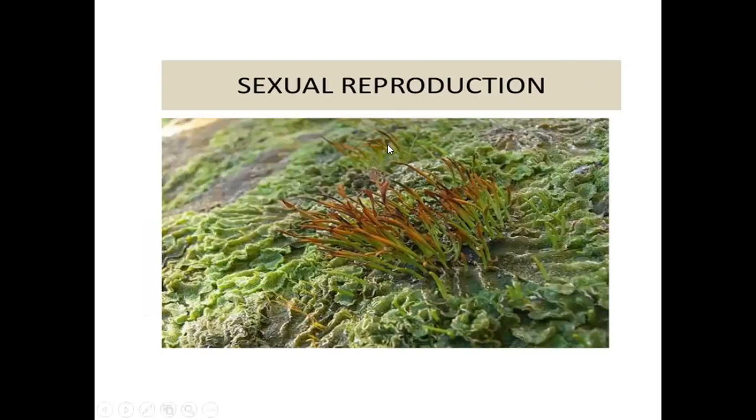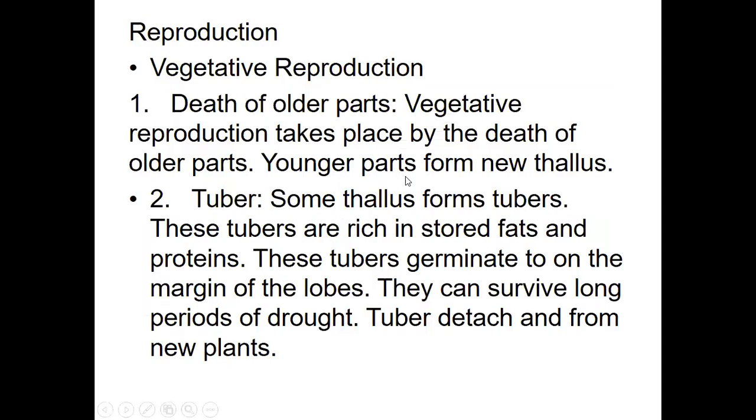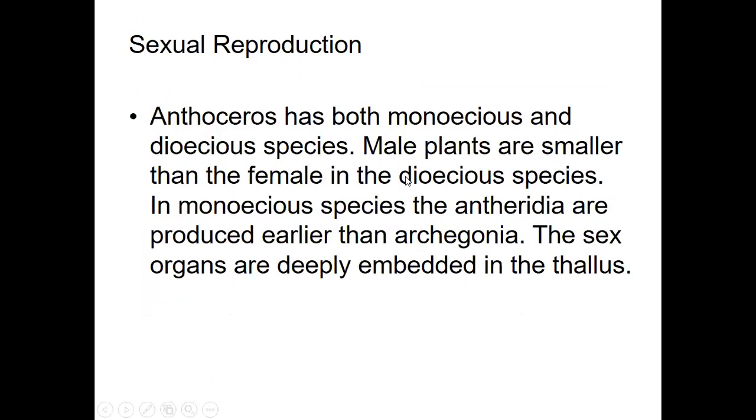Next we are going to the sexual reproduction. In sexual reproduction, we have discussed that the thallus is monoecious as well as dioecious, and it is a gametophyte because the sexual organs are developed on the plant body, that is, on the thallus itself. When the plant is monoecious, you can see the development of both antheridia and archegonia on the same thallus.